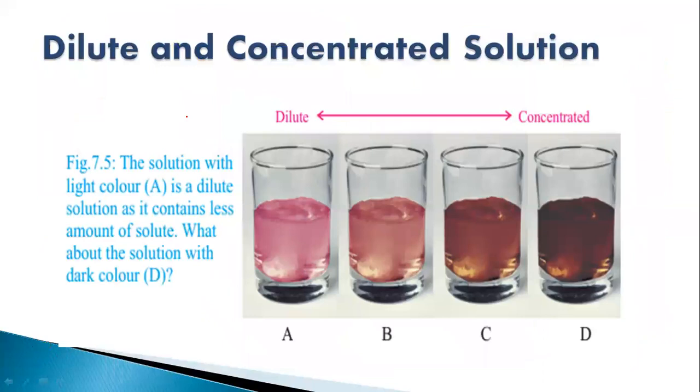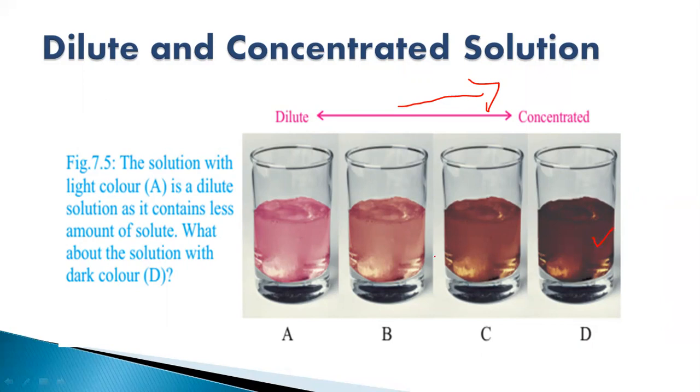So yes, we can see here a diagram from your book. You can see the solution with light color is dilute and contains a smaller amount of solute. When we move to the right side, you can see the color is going to change. Here it is lighter and then it becomes darker at the end, so it means more solute is present.